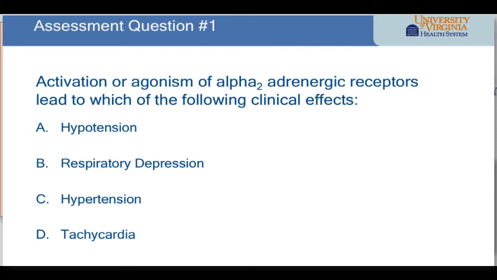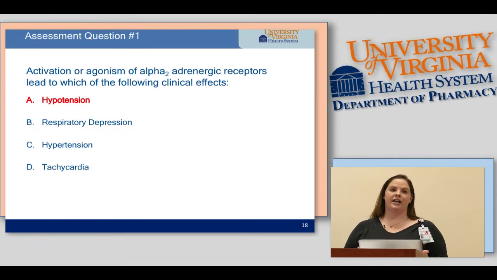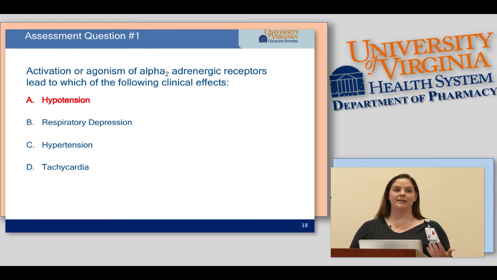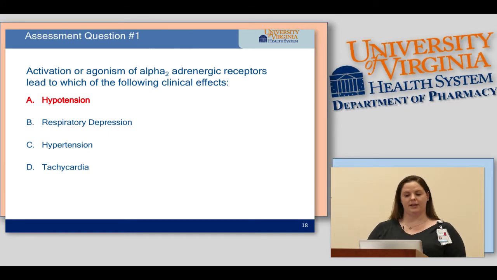You are correct. I didn't hear it. So A is the correct answer. Respiratory depression isn't really seen with dexmedetomidine, and then hypertension and tachycardia can occur if you abruptly discontinue or withdraw dexmedetomidine therapy.